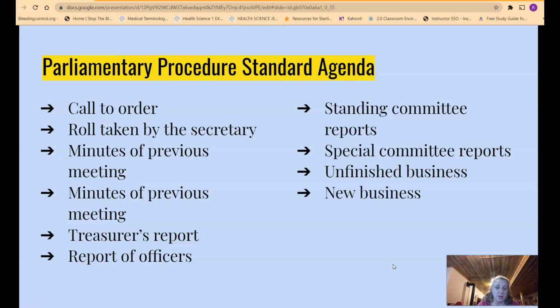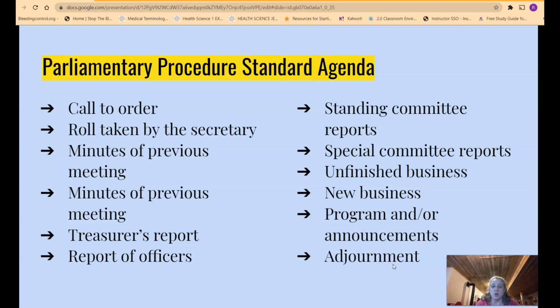New business is new business that is brought to the attention of the committee or the meeting. Program and or announcements. Any announcements that need to be made will be done at that time. And then the adjournment is the close of the meeting.